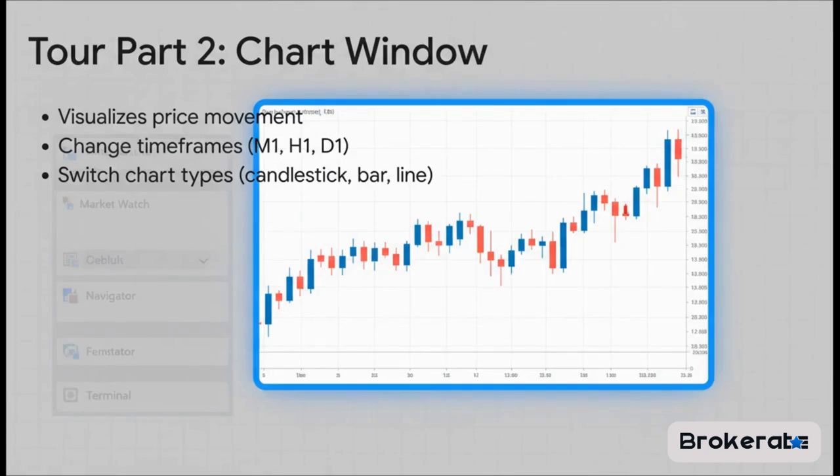Now, the biggest area, right in the middle, that's the chart window. This is where you'll spend most of your time. It's a visual representation of the price history for whatever you clicked on in the Market Watch. You can change the time frame from, say, a 1-minute chart to a daily chart, and you can switch between different styles, like the popular candlestick charts or simple line charts.